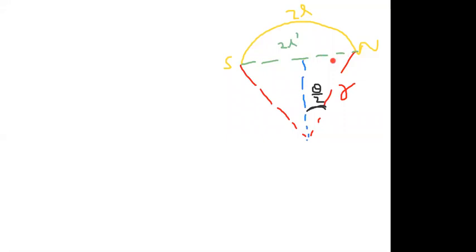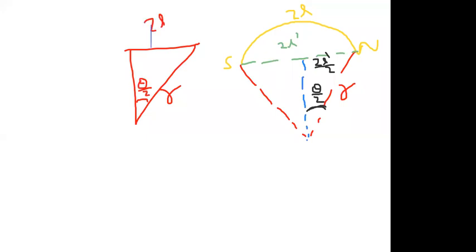What will happen to only the top part? Only the top part will become 2L dash by 2. Now observe this triangle alone. This is R, this is theta by 2, and this one is 2L dash by 2, half of the length of that one. I hope it is clear now. In this triangle, the total length is 2L, this is 2L dash by 2, this is radius R, and this angle is theta by 2.